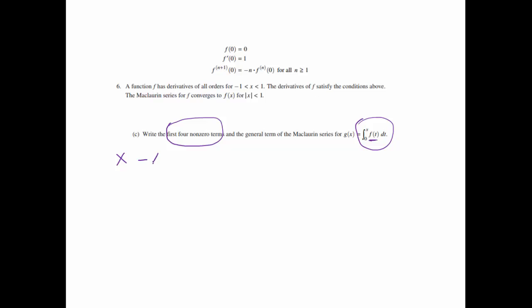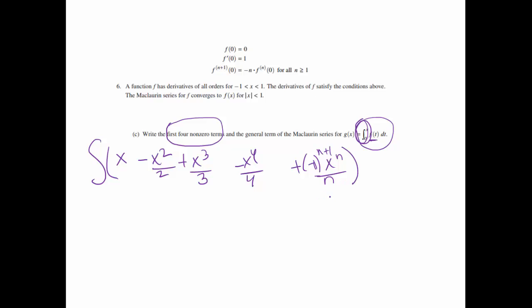It was x minus x squared over 2 plus x cubed over 3 minus x to the 4th over 4. If you had the bonus, and hopefully you had this, but if not, don't worry about it. That was my general term. So now it's asking me to take the integral of this. So all we need to do is just take the integral of every single term.